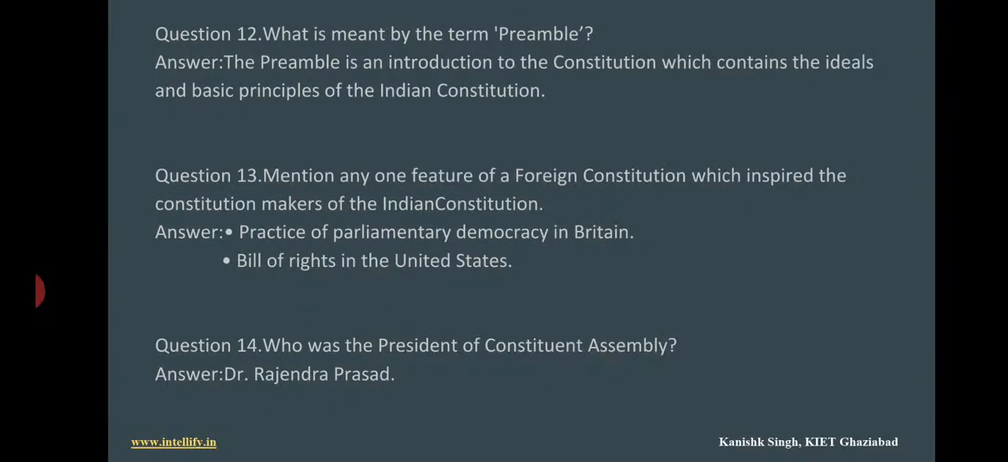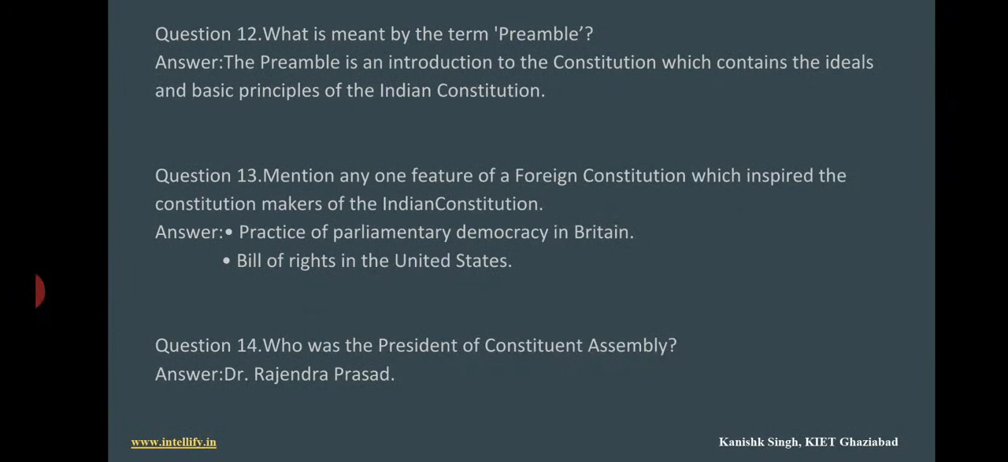So, moving on, question number 13. Mention any one feature of a foreign constitution which inspired the constitution makers of the Indian constitution. So, what were the features of foreign constitutions? First, practice of parliamentary democracy, as in Britain. You know, Britain practices parliamentary democracy plus a monarchy. So, the monarchy doesn't interfere, but its permission is required to carry on anything, but basically they do not interfere in proceedings of the country. Second, bill of rights in the United States. So these two were the features of foreign constitutions which our makers of the constitution got inspired from, right?